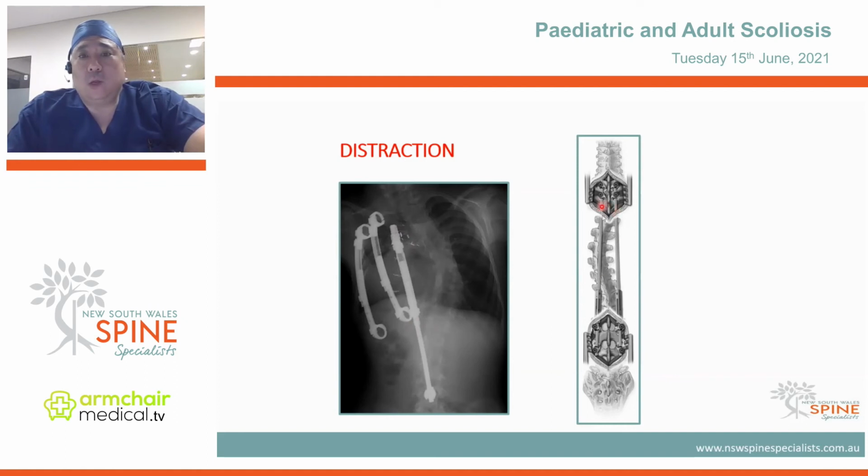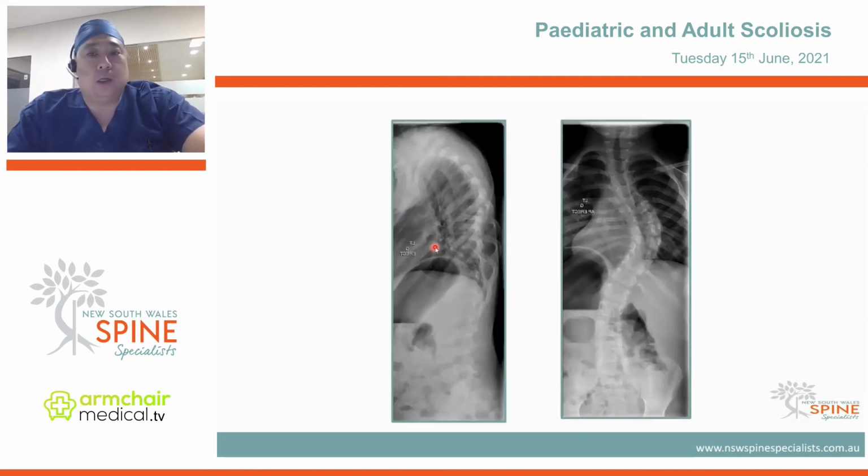This is what we call a growing rod construct, where we only fuse one segment above and one segment below, but in between we have rods that slide, and periodically, every 6 to 9 months, we go in and lengthen the rod so that we allow the spine to lengthen while the rods support the scoliosis and stop it from going out of shape too much, because the bigger the curve, the harder it is to correct later on.